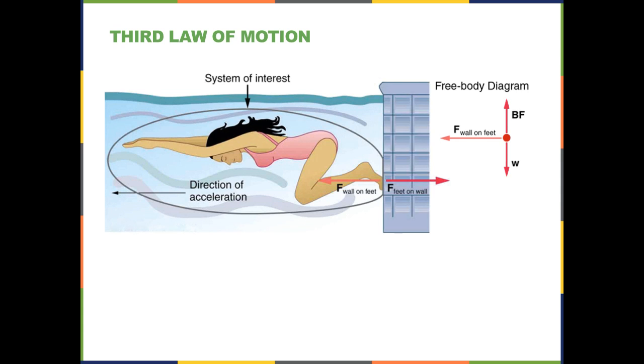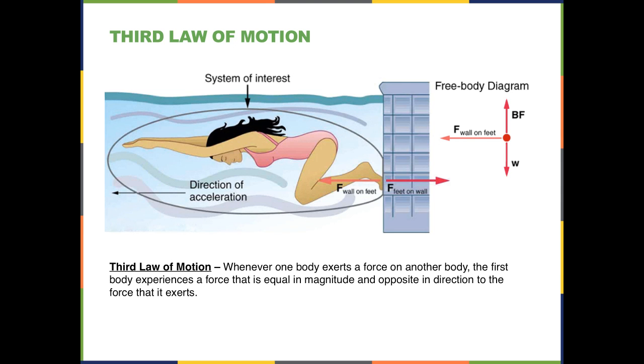Now this diagram is an illustration of the third law, and the third law is what causes the normal force that I kept mentioning in our previous slides. What we have here is a swimmer who pushes up against the wall and causes motion from right to left. The third law states that whenever one body exerts a force on another body, the first body experiences a force that is equal in magnitude and opposite in direction to the force that is exerted.